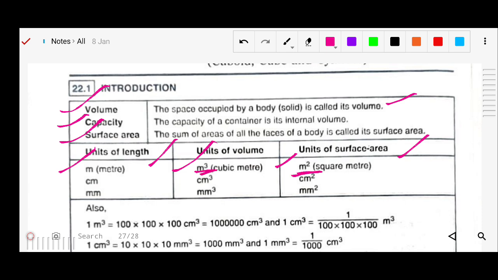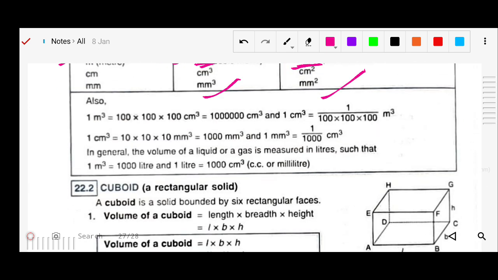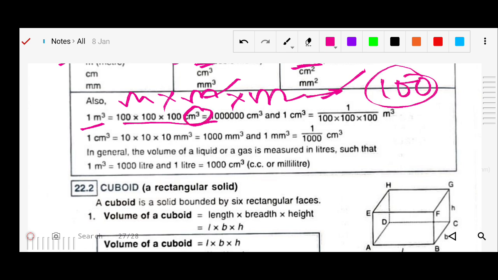Whether centimeter or millimeter, according to the unit we use, we have to write it. We only have to take care that when it is volume it is always cubic, and when it is surface area it is square, because area has 2 units and volume has 3 units. Meter cube means meter into meter into meter, 3 times. We convert it into centimeter, because in 1 meter there are 100 centimeters, so it is 100 into 100 into 100. Likewise for centimeter also, in the same way.